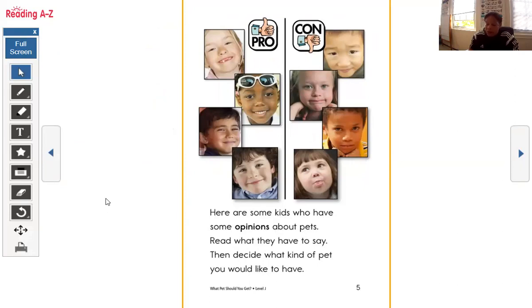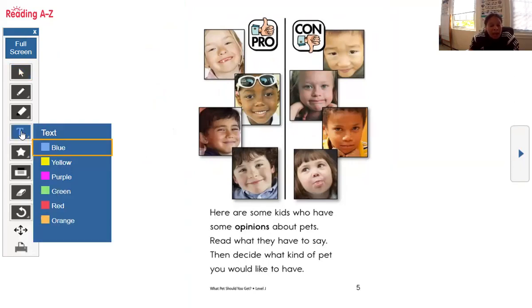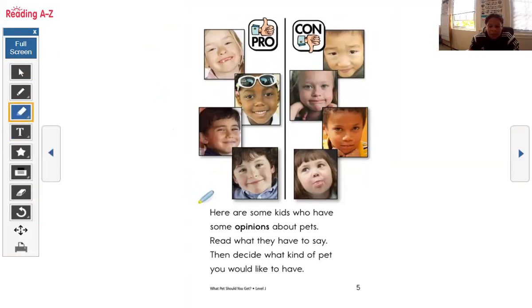So this is actually our first fact. There are some kids here and they have opinions. This is always true. This is not going to change. So I'm going to highlight this. I'm going to find my highlighting tool and highlight this in blue. As I told you, if you see any facts, highlight them in blue. Read what they have to say, then decide what kind of pet you would like to have.